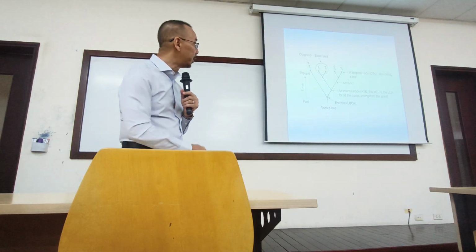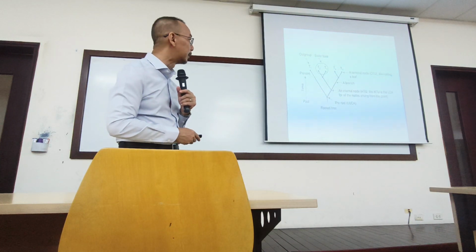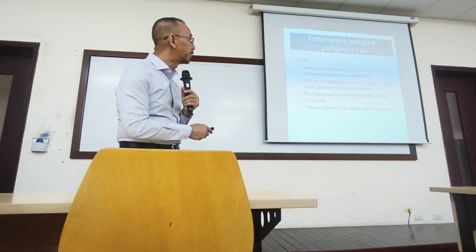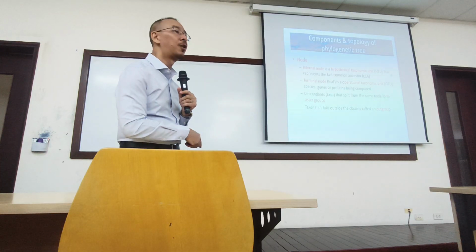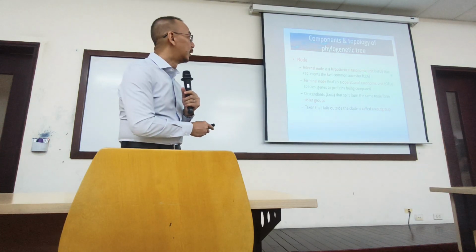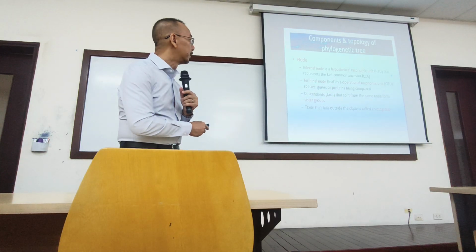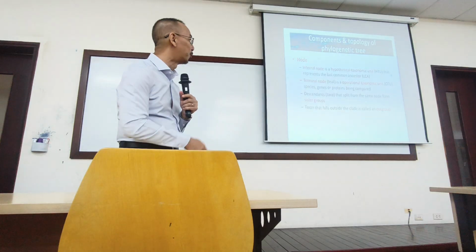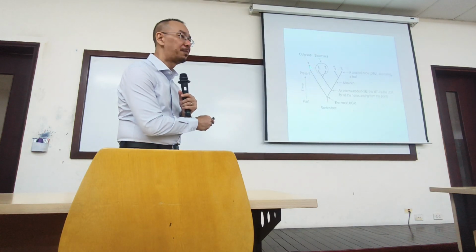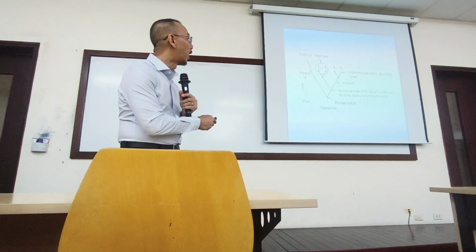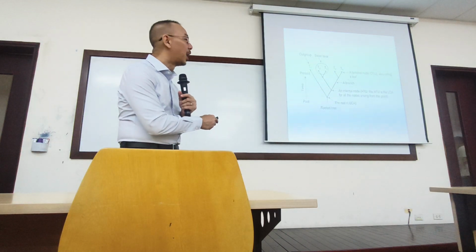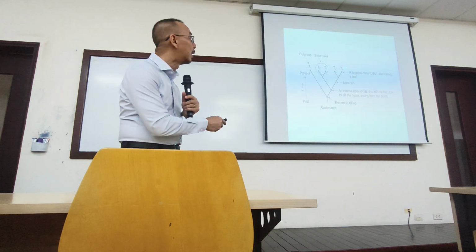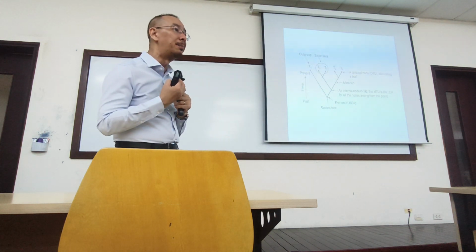So what is the difference between terminal and internal? Terminal node, operational taxonomic unit, also has another name. Operational taxonomic unit means it represents a species or gene or protein. So here it represents the species you compare, T1, 2, 3, 4, 5. That means human, chickens, mouse, the species you compare. Terminal.